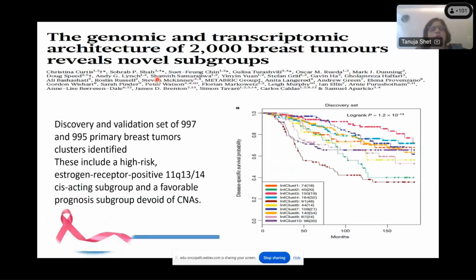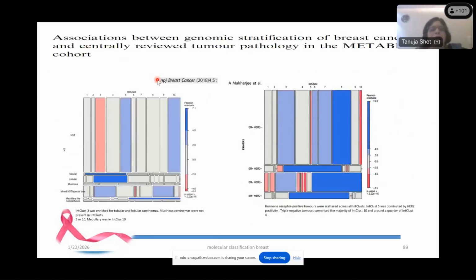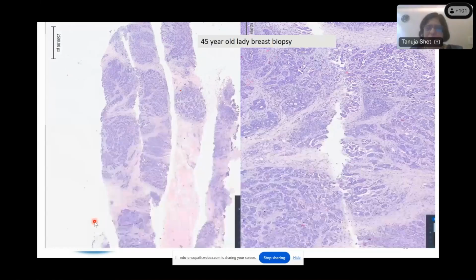This is just to tell you that IBC NST is no longer what it was. If I'm a molecular pathologist, I'm not interested in my histology. I do this molecular study and divide the IBC into 10 clusters. And it doesn't matter because you can see integrative cluster 3 actually has tubular carcinomas, lobular carcinomas, and the medullary is in 10. So I am only classifying genetically. I'm not looking at histology, and that's what happens as you progress in the world.